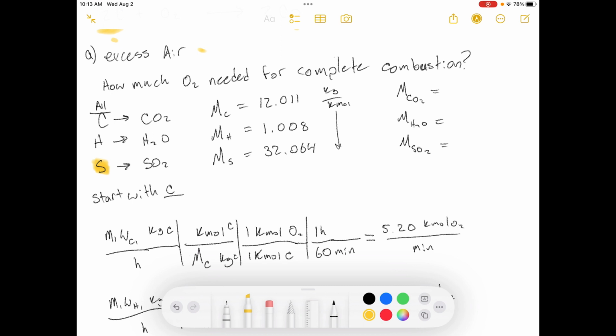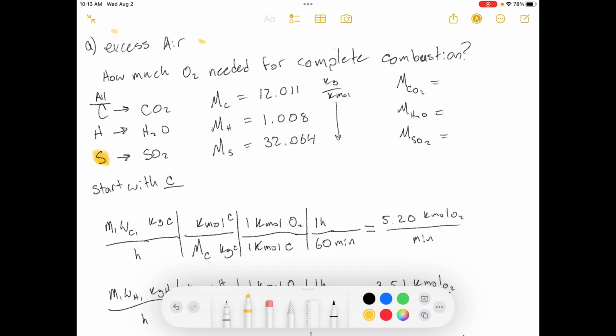If your teacher or whoever says, no, we only count the carbon and the hydrogen, then my numbers are going to be a little bit off. There's not a lot of sulfur in there, so it doesn't change it that much, but if you are off by a little bit, that may be the difference.